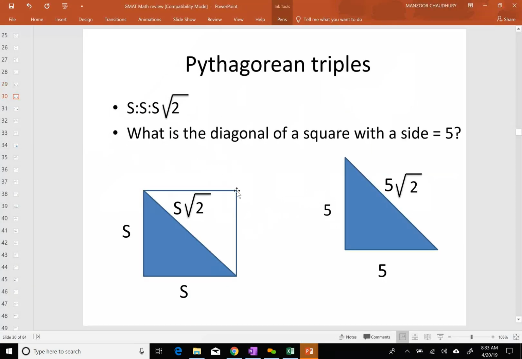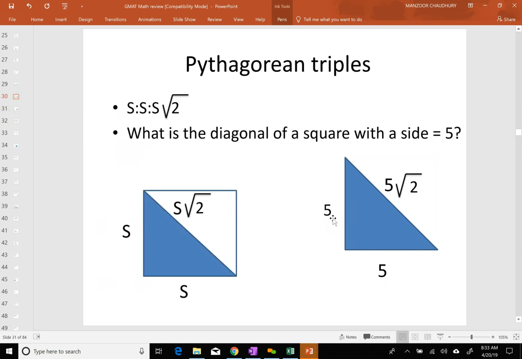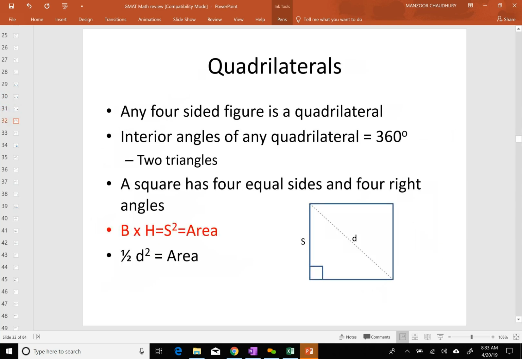Find the diagonal, you can find the area. This is 5 and this is 5, and this is 5 root 2. They would just put 5 root 2. When you know the big one is 5, you can divide. If you know the little one is 5, you can multiply by root 2 to get the big one. If you know the big one is 5 root 2, you can divide by root 2 to get the little one.